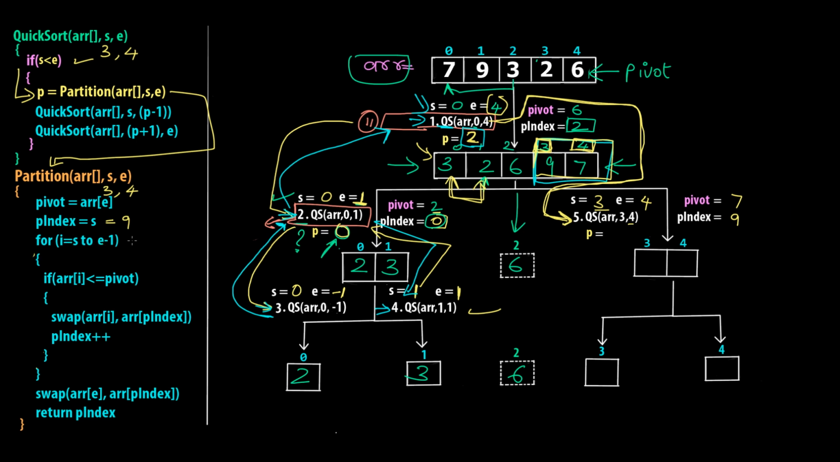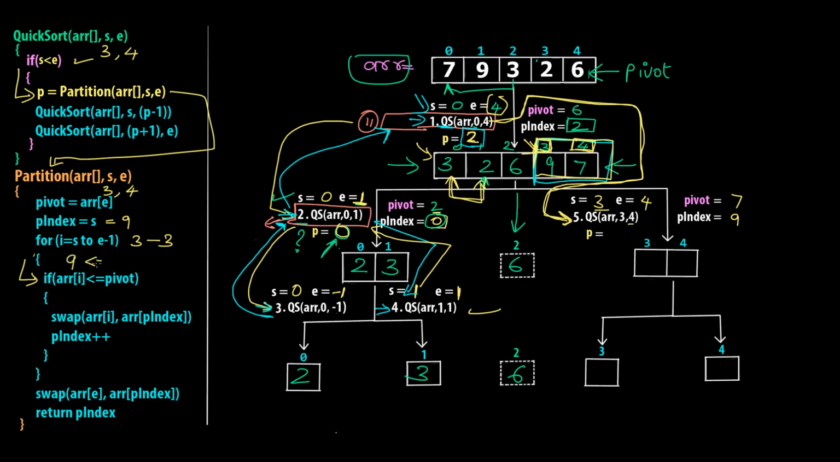We are saying for I is equal to S to E minus 1. What is S? S is 3. From 3 to E is 4. 4 minus 1 is 3. So from 3 to 3, which means this for loop will run only one time. We will go inside. We are going to say if ARR of I. What is ARR of I? Initially I is equal to S. S is 3. ARR of 3 is 9. Right? So this is ARR of 3. It is going to be 9.